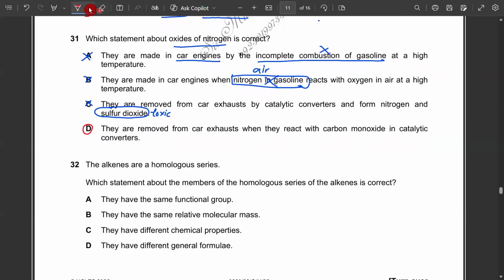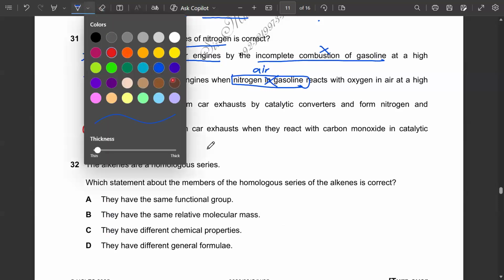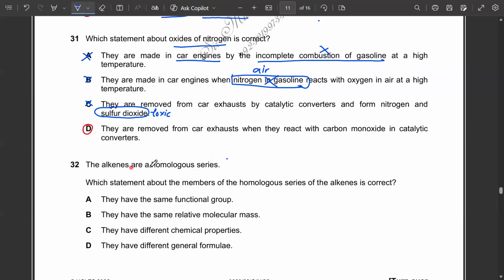32, from here comes the organic chemistry. The alkenes are a homologous series. Which statement about the members of the homologous series of the alkenes is correct? So alkenes, as you know, are those compounds which have the carbon-carbon double bond. The general formula is CnH2n. So the carbon-carbon double bonds are present.